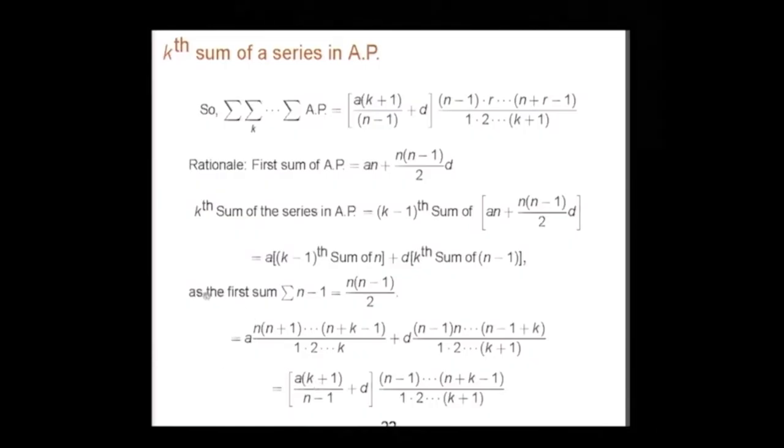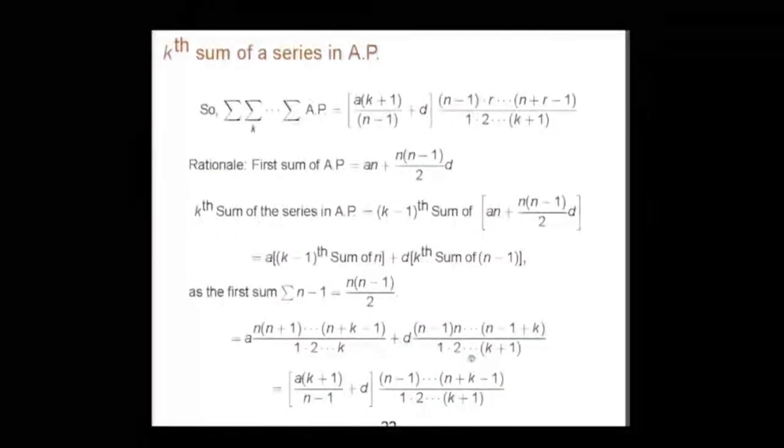So, finally, you get this result, because k minus 1 sum of n is this, right? N into n plus 1, you should go up to n plus k minus 1, and so k terms are there, and below again k terms, 1 into 2 etcetera k, plus d into k sum of n minus 1. So, which is n minus 1 you should start, and n minus 1 plus k. So, like this. So, this is the final result.